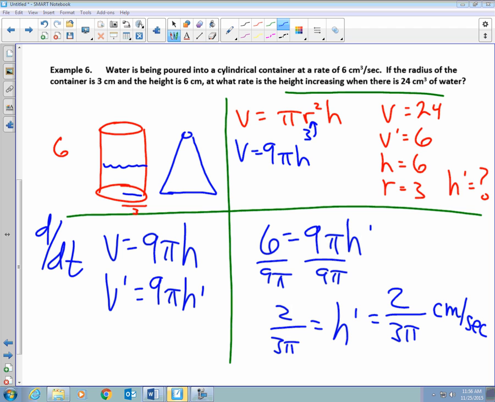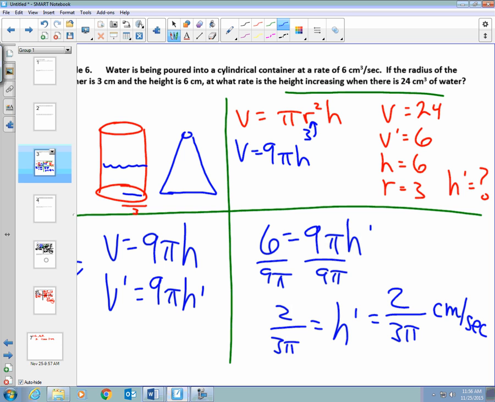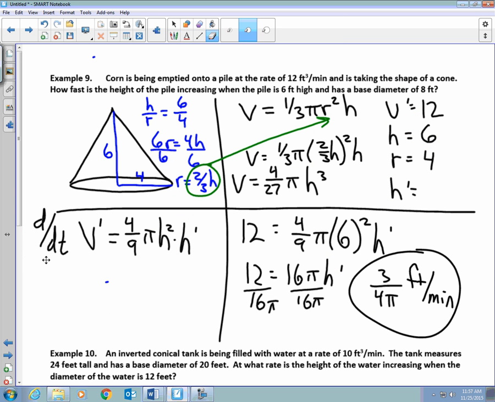I will accept either, and I will tell you that the AP exam has listed them both ways. So I can't tell you for sure how that's going to work out. In this type of problem, I would say the AP exam would leave it like this. If they don't, they'll round it to 3 decimal places. Okay, if we flip it over, we look at problem number 9.